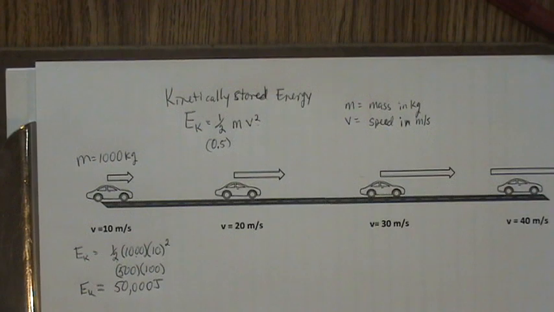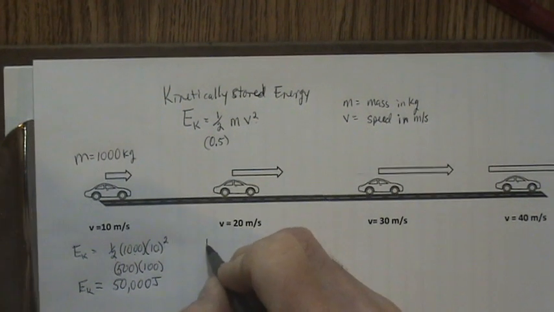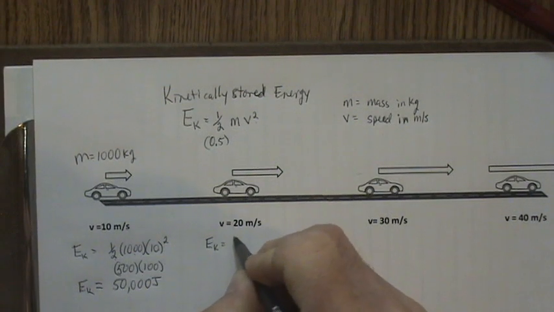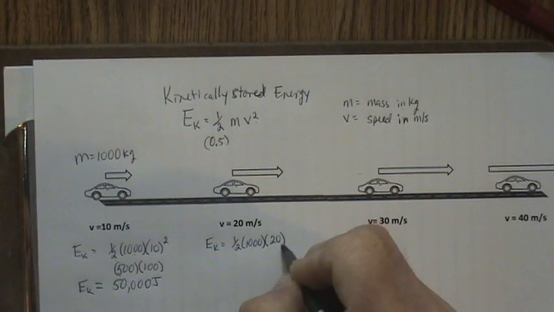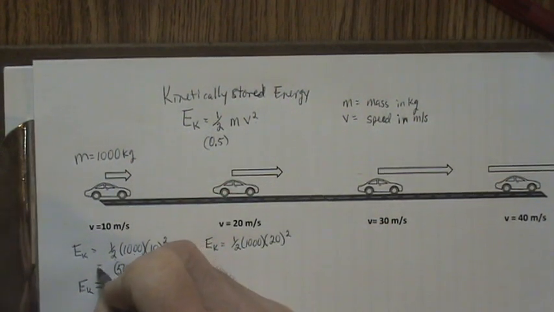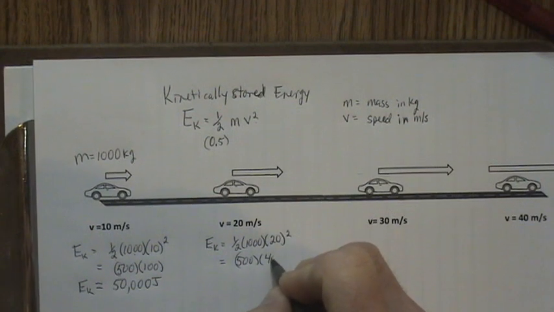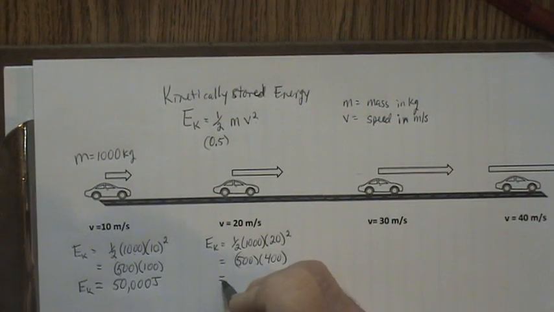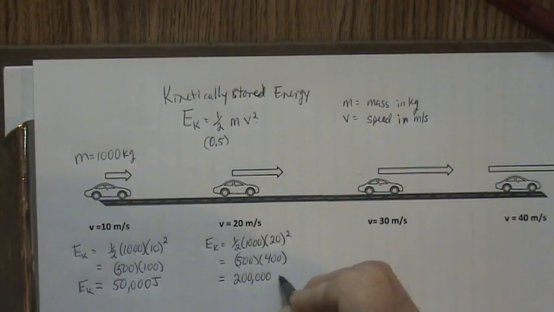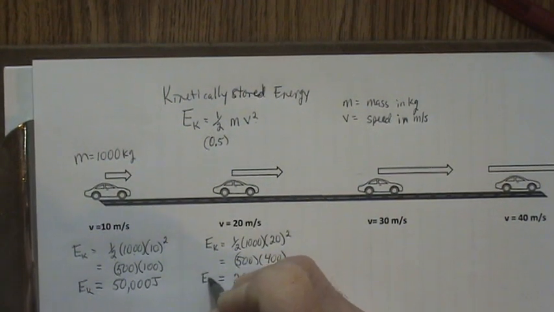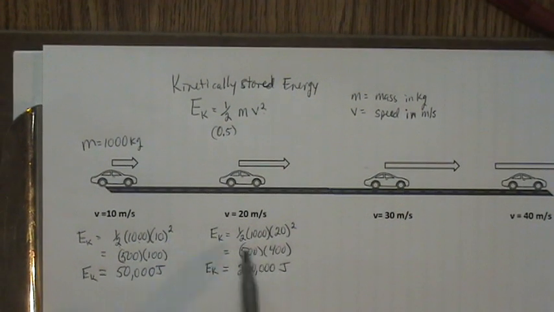All right, so that is the algebra for that. If we're doing 20 meters per second, it is the same sort of thing, only now it's 1/2 of 1,000 times 20 squared. So once again, I will just break this into 500 times 400, which should give me 200,000 joules of energy. So we find out if we double the speed, it is not double the energy.